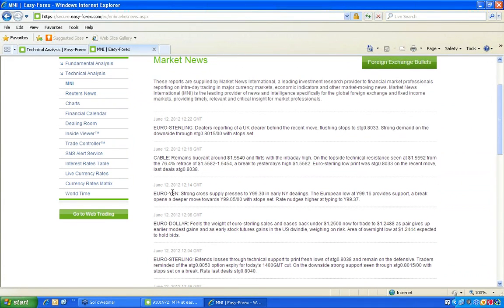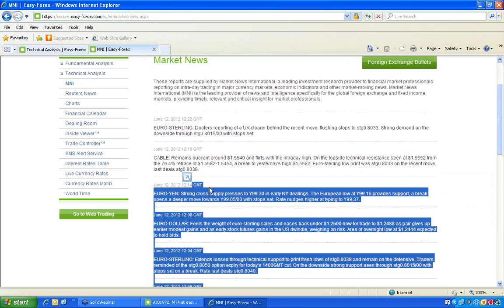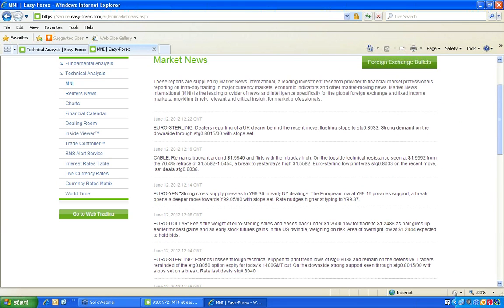So I'll give you just a quick example looking at this. Euro versus yen. Strong cross supply presses to 99.30. So it's telling us that there's strong supply. European low is 99.16, which provides the support. So it's giving us a support in this pair. A break opens a deeper move towards 99.05. So if this low breaks, the price can move to 99.05 with stops set.